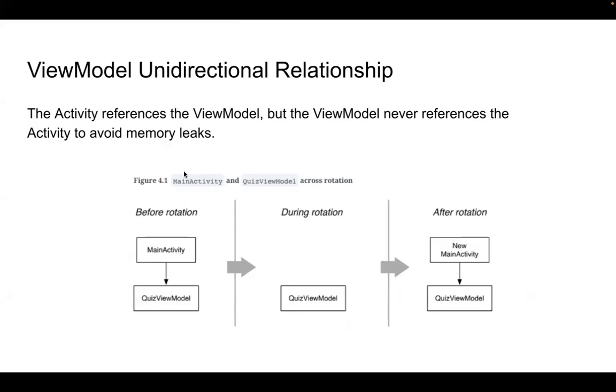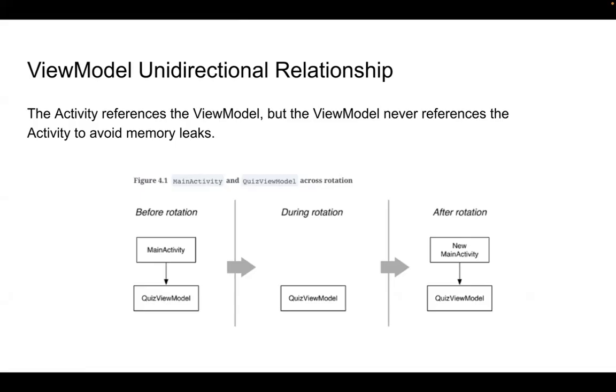So you see in this picture that the activity references the view model, but the view model never references the activity. The arrow doesn't go this way. This doesn't call this, right? Because if the activity just disappears and the view model is calling something and there's nothing there, then there's going to be memory leaks, right? If you have taken the 2114 computer architecture class, if you're pointing to something that's nothing, it's a null pointer.